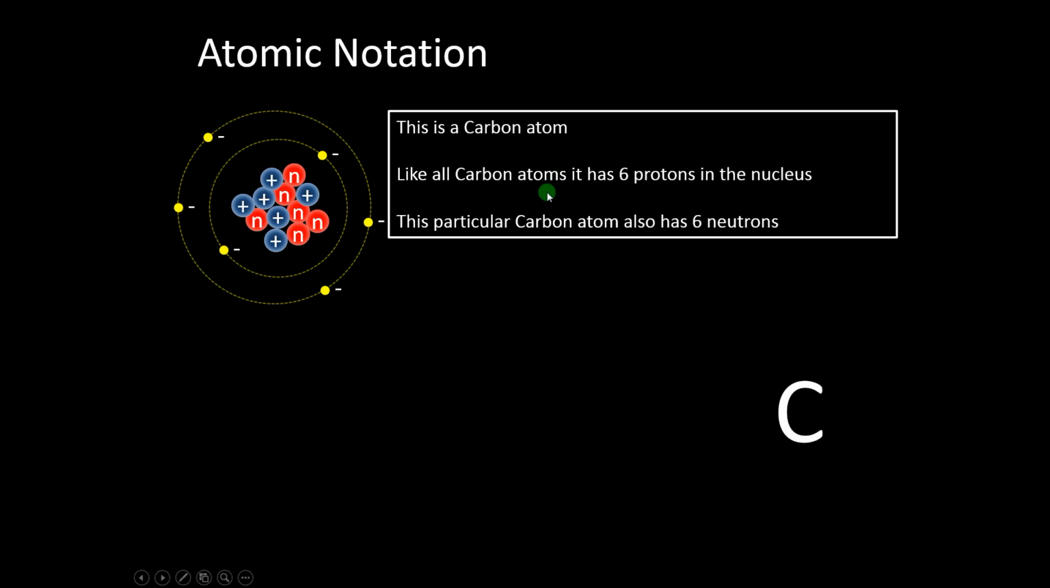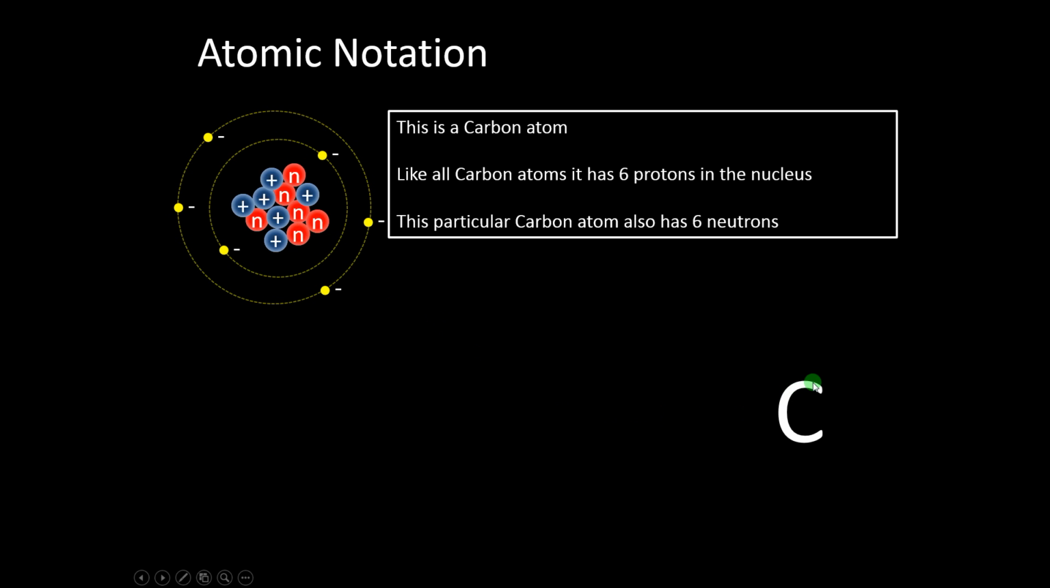Now, what makes a carbon atom is the fact that it's got 6 protons. Every single carbon atom in the universe has got 6 protons, because it's atomic number 6 in the periodic table. And this particular carbon atom also has 6 of these neutrons that are labelled N here.